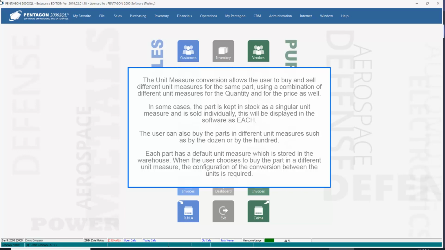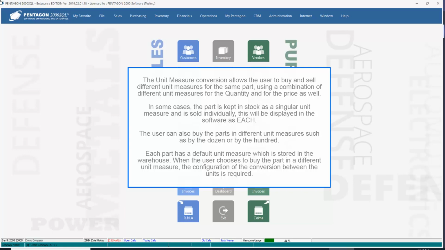The unit measure conversion allows the user to buy and sell different unit measures for the same part, using a combination of different unit measures for the quantity and for the price as well. In some cases, the part is kept in stock as a singular unit measure and is sold individually. This will be displayed in the software as each.